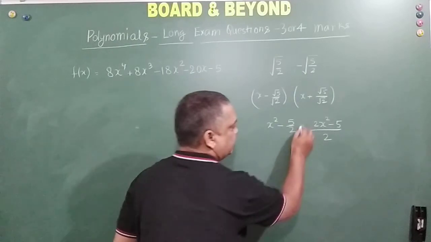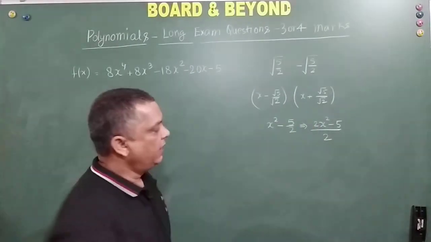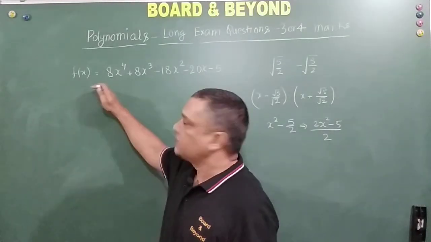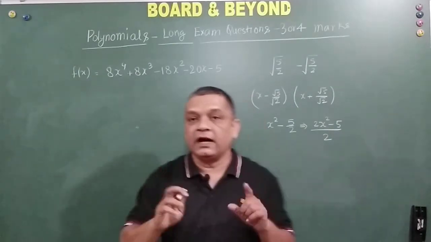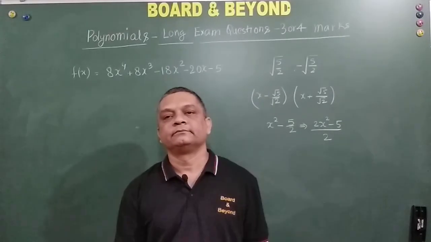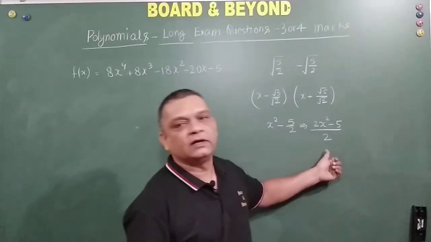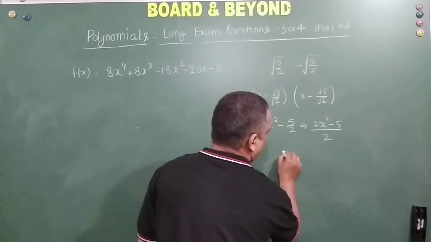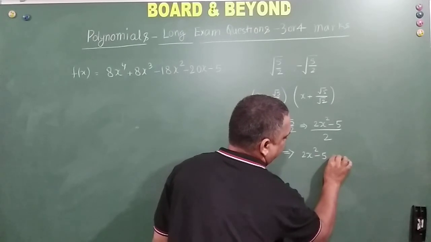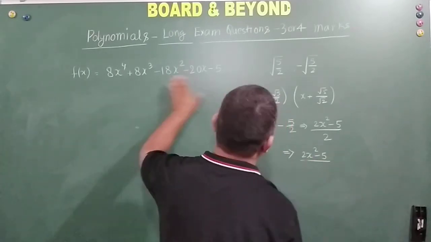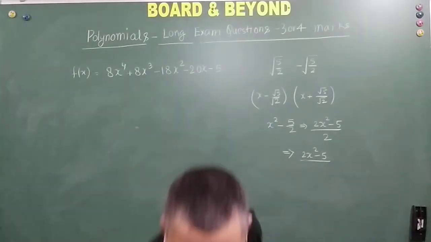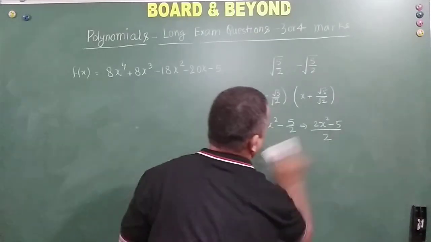Now one more thing here to remember. If 2x square minus 5 by 2 is a factor of this biquadratic polynomial, then I can say that 2x square minus 5 is also a factor of this polynomial. It will be true because 2 is only a constant, right? So this reduces to 2x square minus 5 is a factor of this polynomial. Correct? Now let's move forward. I'll use only this. I'll rub off the other things and do a division. 2x square minus 5.